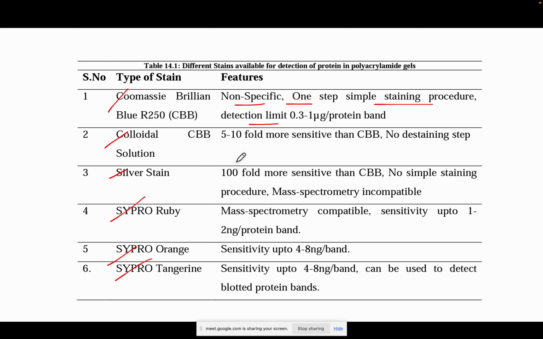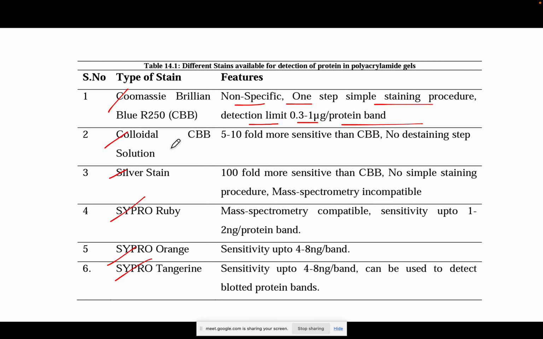It's a one-step simple staining process, which means you will take out your gel after it runs, then pour CBB solution, wait for some time, and once it stains properly, you add a destaining solution to remove the extra CBB bound to the gel matrix. The detection limit of CBB is 0.3 to 1 microgram per protein band. So if in one band you have 0.3 to 1 microgram, then you will be able to detect the protein.